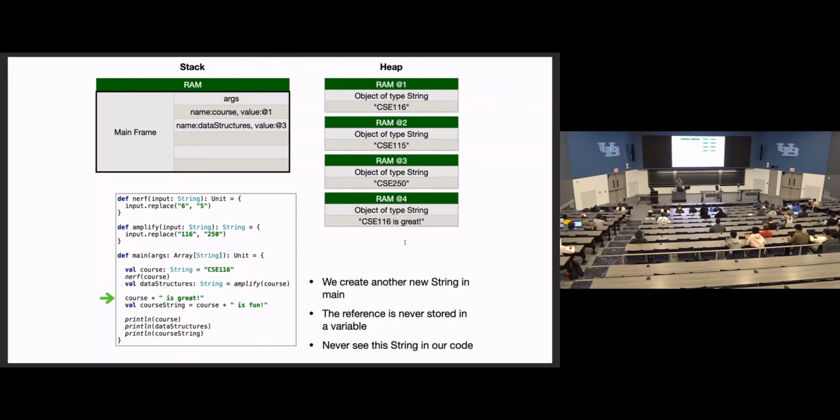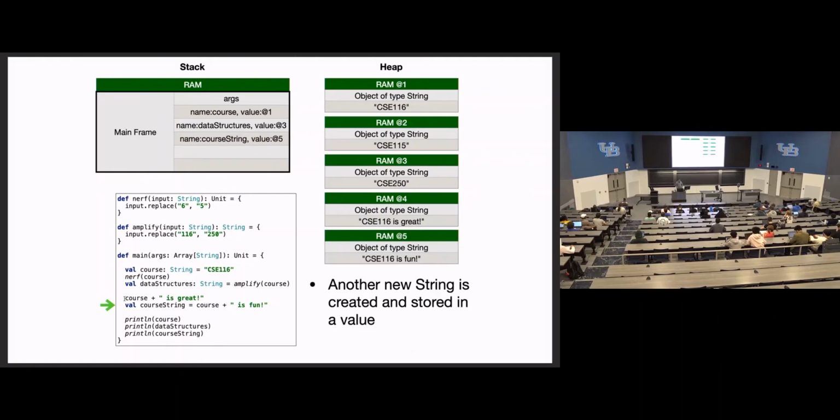Same thing here. Course plus is great creates a new string. The concatenation method will create a new string with the change applied. So we get a new object with that concatenation on the heap, but guess what? We never assigned it to anything. So we don't get to use that string. That string that was created, we move on.